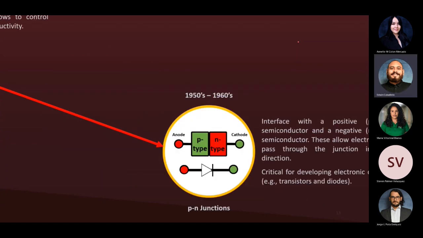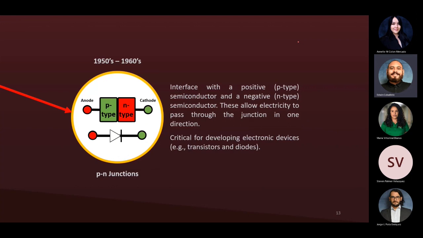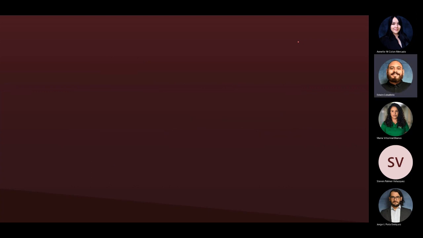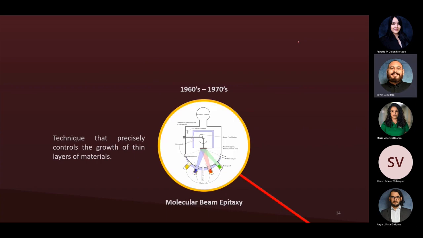After that, in the 1950s to 60s, the first PN junctions were created, which are basically an interface where you have a positive and a negative semiconductor, and through that difference, you can allow electricity to pass. Due to this specific PN junction, it allowed for different electronic devices to emerge. For example, the transistors and the diodes, which are very important for our area of expertise. Now, after the PN junctions, we started to get to the actual meat and potatoes of the argument: what is a quantum cascade laser.